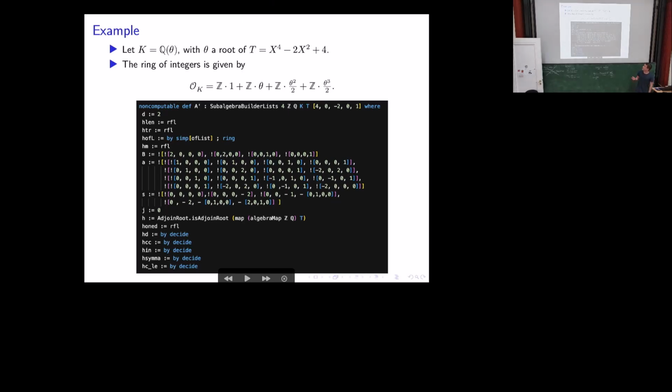So this is an example. I have this number field, which I obtained by adjoining a root of this polynomial. This is a ring of integers, and this is a subalgebra builder. In B, I am giving the Z basis, well, the polynomials corresponding to the Z basis. You have to divide them by 2, because I'm using a common denominator here. But this B corresponds to the polynomials b_i. And then A corresponds to the multiplication table, and then S is the certifying polynomials for this multiplication table.